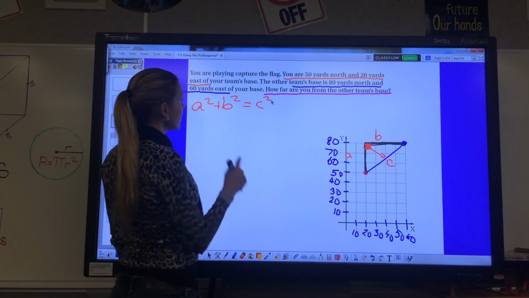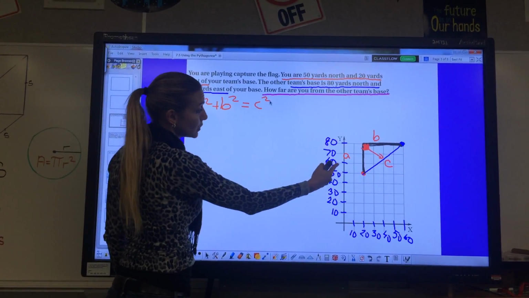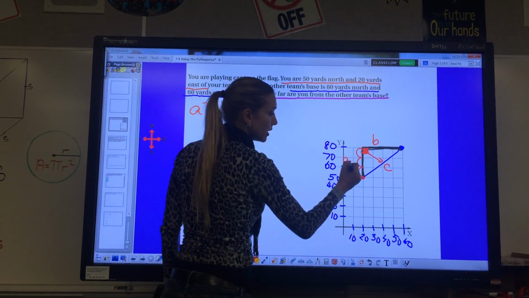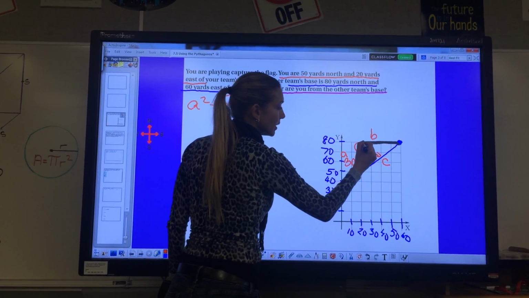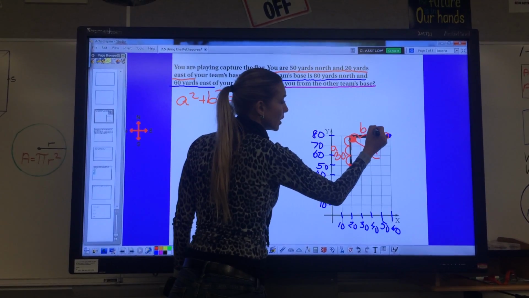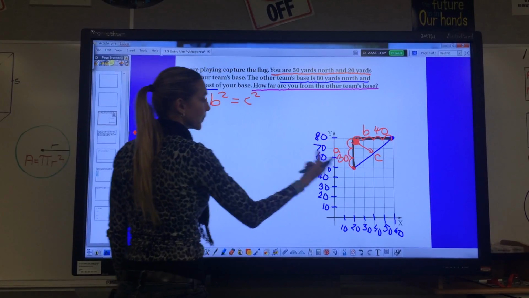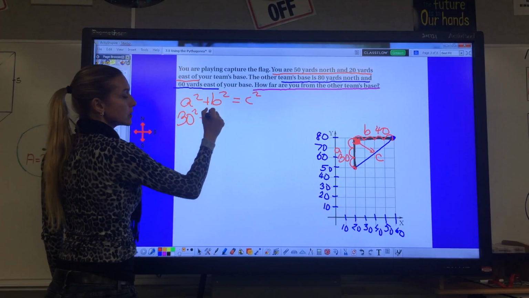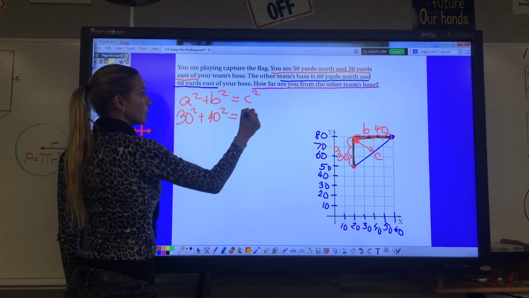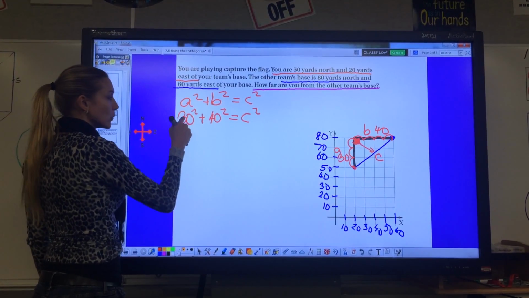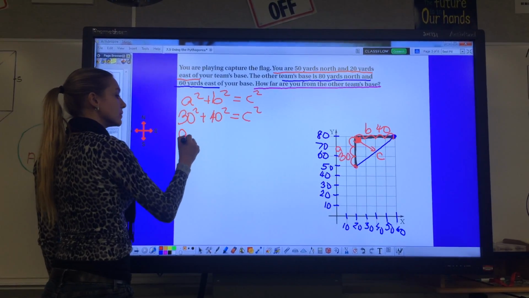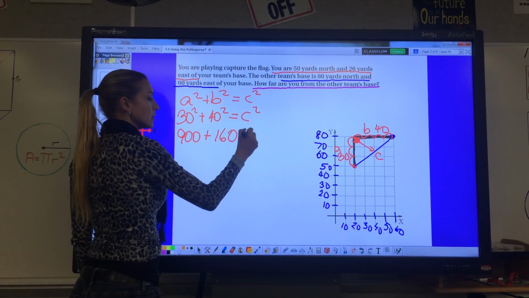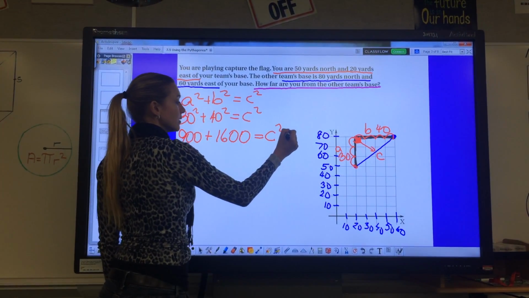I have to figure out how many units is A and how many units is B. I can do that. Remember, I went by tens, right? So I go 10, 20, 30. So A is 30 units and B is 10, 20, 30, 40. B is 40 units long. Let's substitute in. A is 30, so 30 squared plus 40 squared equals C squared. 30 squared, right, is 900, plus 40 squared is 1600, equals C squared.